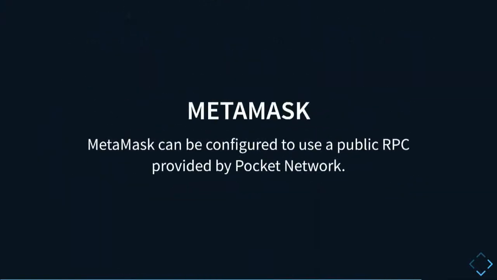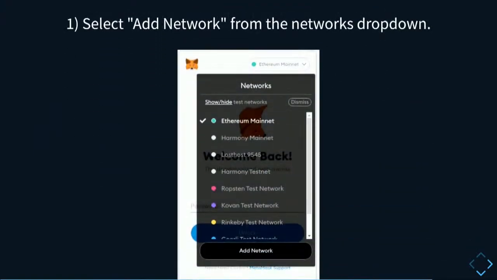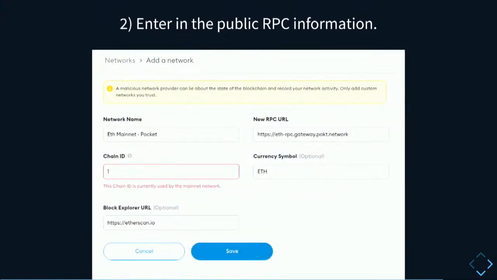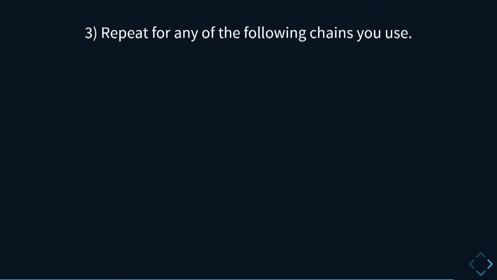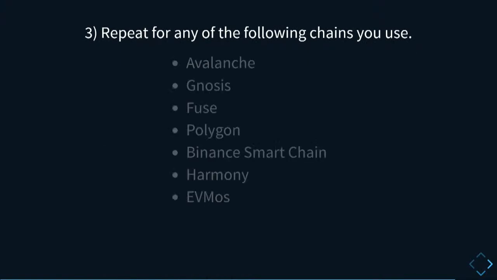MetaMask gives people the option to use their own RPC, and Pocket Network provides a variety of public RPCs for people to use. So if you go to MetaMask in your networks, you can choose to add a network, give it a name, and then you're free to use the Pocket public RPC, and now your MetaMask is also decentralized. So if Infura goes down, you still have access to the service that you expect through MetaMask. And you can repeat that for any of the chains we use.